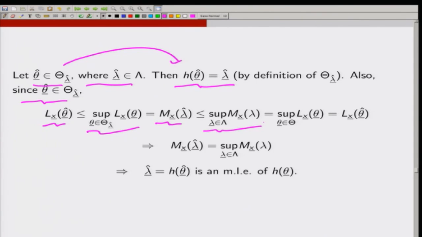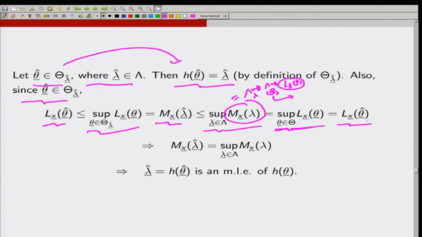But the supremum over lambda of Mx(lambda) is the same as the supremum over theta of Lx(theta), because I know that the supremum of Mx(lambda) would be equal to the supremum over lambda, and Mx(lambda) was the supremum over theta_lambda of Lx(theta). And theta_lambda forms a partition of theta. So what you are doing is first fixing theta_lambda, looking at the maximum over there, and then varying lambda. Which is as good as saying that I am taking the maximum of Lx(theta) over the whole theta. But this is the same as the maximum likelihood estimate.